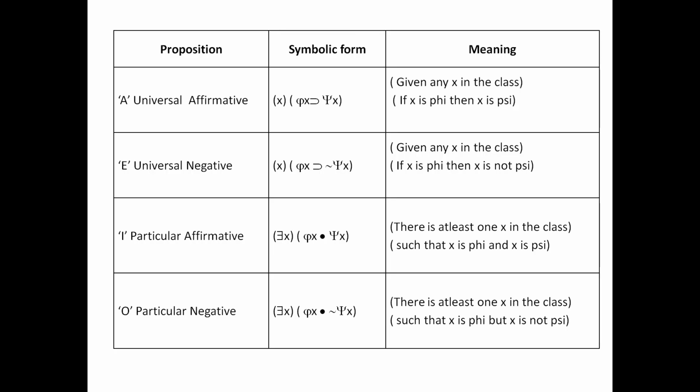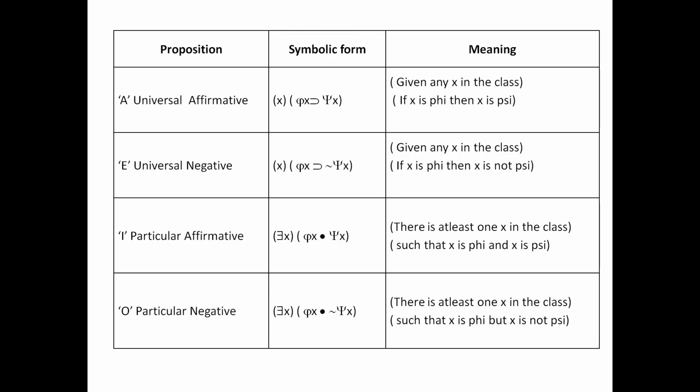Suppose it's an I proposition, then it is particular affirmative. So existential quantifier phi x dot psi x. It means that there is at least one x in the class such that x is phi and x is psi. Then if you have an O proposition, then it is particular negative. So it's existential quantifier phi x dot curl psi x, where it means there is at least one x in the class such that x is phi but x is not psi. Here you have to note down that if it is an A or E proposition, it is a universal proposition. So universal quantifiers are to be used.